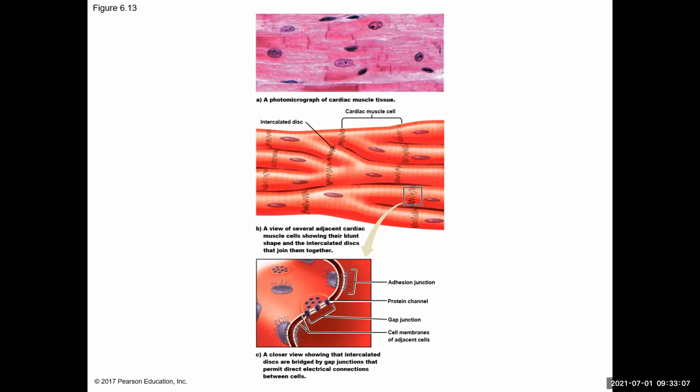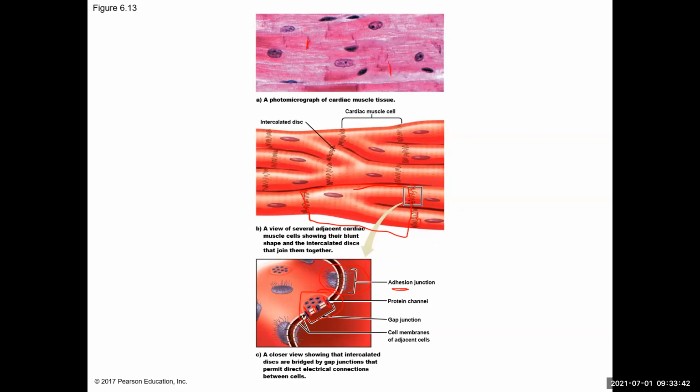So here we have cardiac muscle tissue, a micrograph of that. You can see these little lines, that's the intercalated disc. If you look at an artist representation, these little lines here are the intercalated discs, right, that are separating that. So this is basically one muscle cell. You zoom into those intercalated discs, this is what they look like. They have those protein channels. But then also notice there's adhesion junctions. Remember, adhesion junctions are for flexibility, for when those muscles contract.